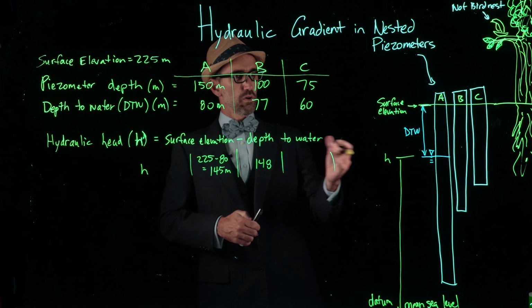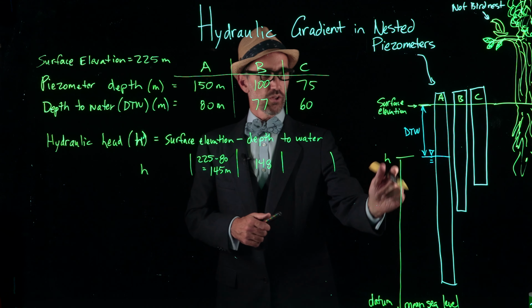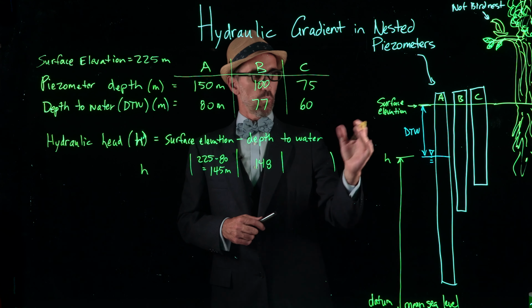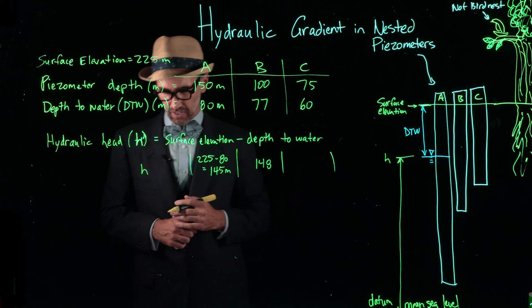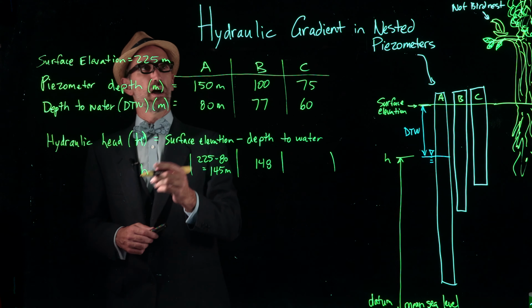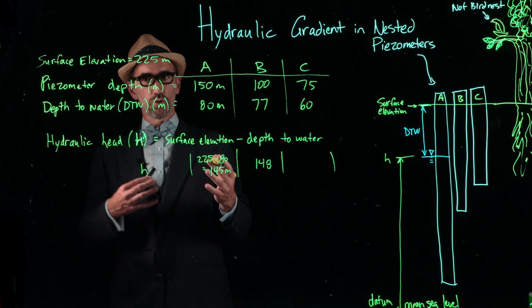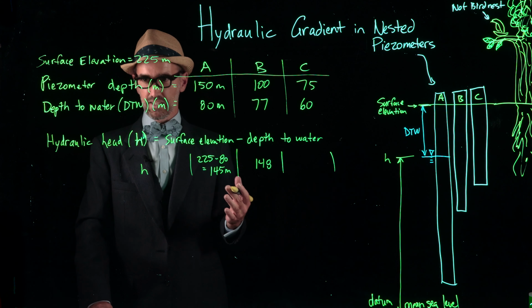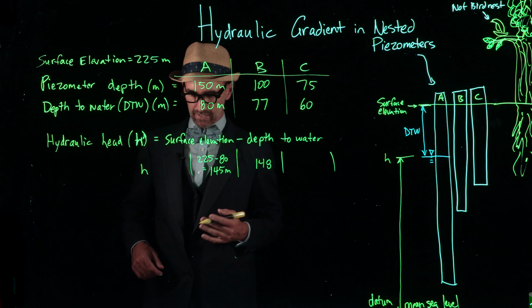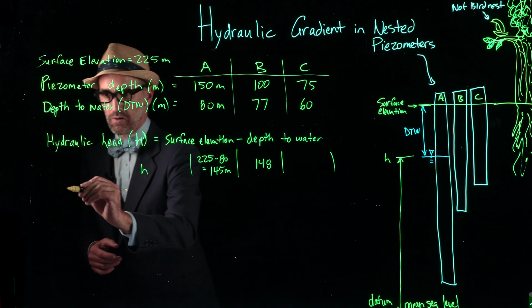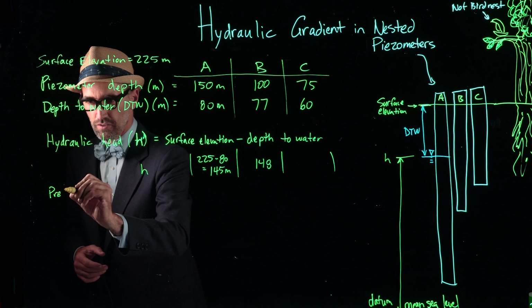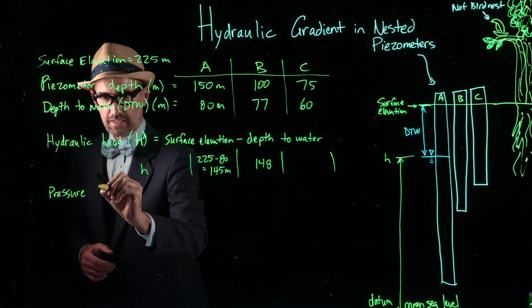And we're measuring relative to that, and the total height of the water table above mean sea level is the hydraulic head that we've just calculated. The second thing we want to be able to do is calculate the different components of hydraulic head, and those different components are pressure head and elevation head.